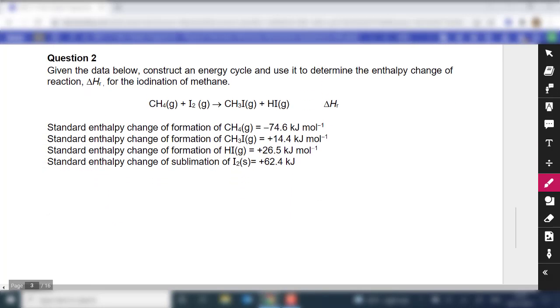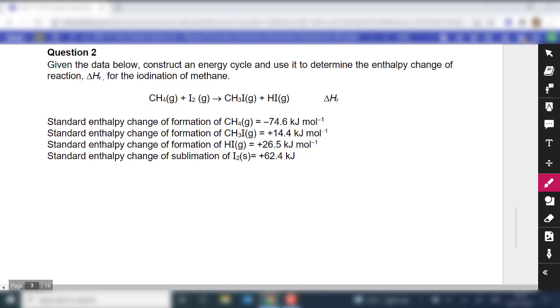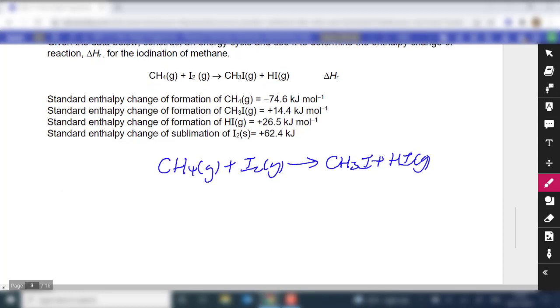Okay, so for question 2, we're going to do the same thing. You are given an equation showing the iodination of methane. So it's a mono iodination of methane. Okay, so we have CH4 gas plus I2 gas, and in the process, you end up with CH3I plus HI gas. Okay, so we'll go through the same thought process.